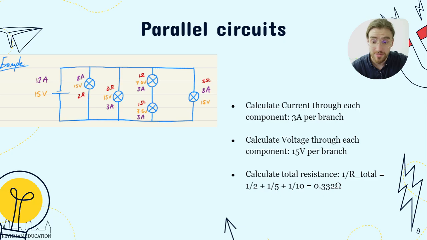Our voltage is going to be the same for each branch, regardless of how many resistors there are. Except for this one, as you can see, it's 7.5, 7.5, because they are in series, but together they are still 15 volts. Then calculating the total resistance is going to be 1 over each resistance, and the sum of that.